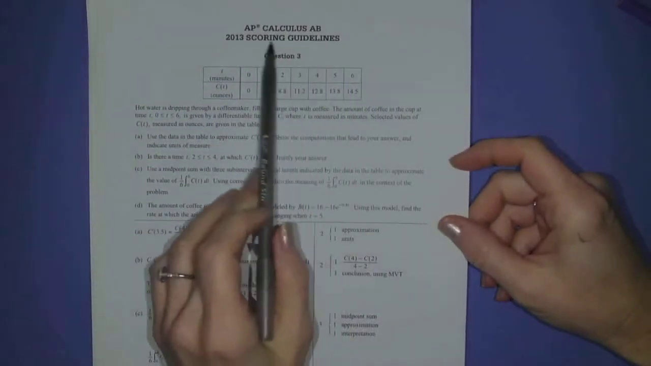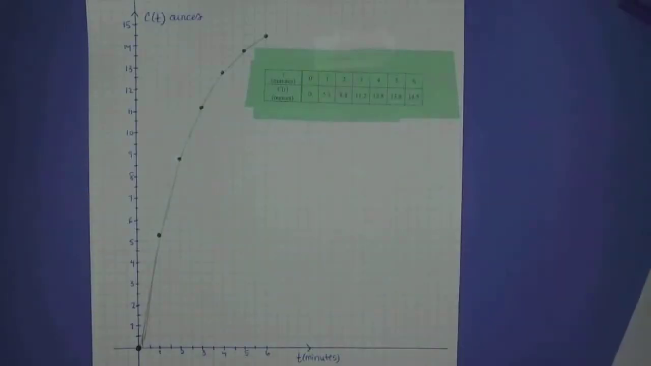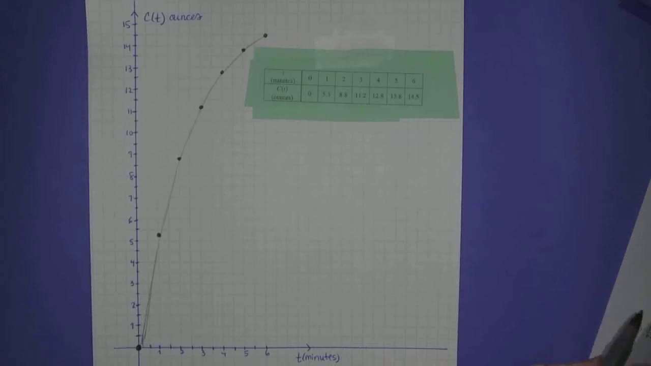This is our AP Calc 2013 problem about the coffee cup. So let me reread this problem to you as you read along. It says, hot water is dripping through a coffee maker. This is my kind of problem. Filling a large cup with coffee.